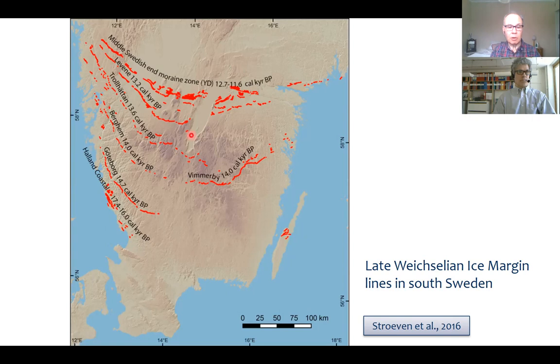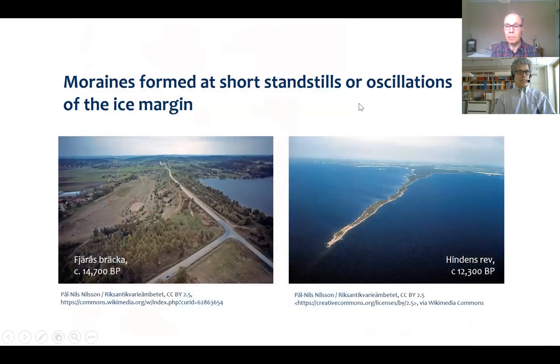But there are also others named after different places in Western Sweden, for example, the Gothenburg or Göteborg moraine, formed at 14.7 calendar thousand years ago. And they have been mapped, for example, using LIDAR images. But some of them are also very prominent in the landscape. You don't need a LIDAR image to see the Fjäros Brekka, for example, in southwestern Sweden, which is a part of the Gothenburg moraine, which was formed 14,700 years ago. It's almost 50 meters high, I think, at the top. There's a road built on top of it.